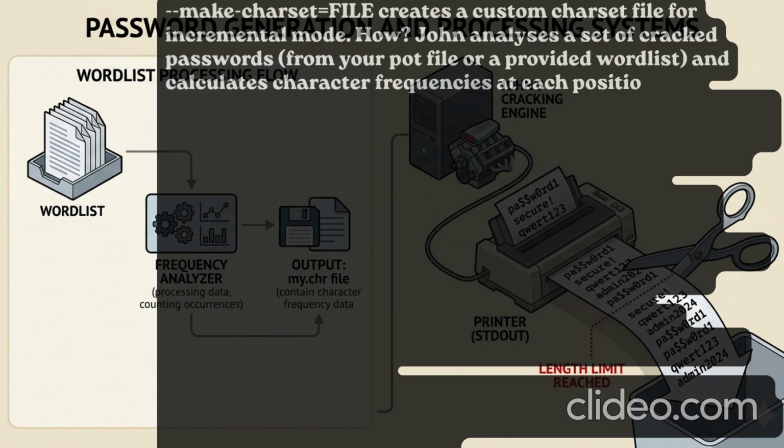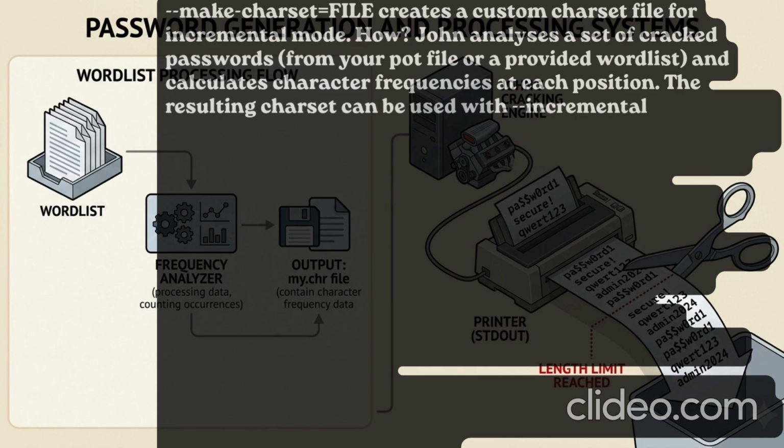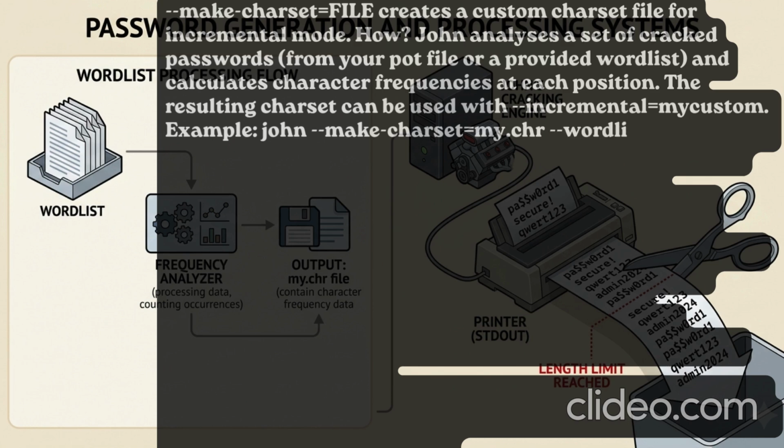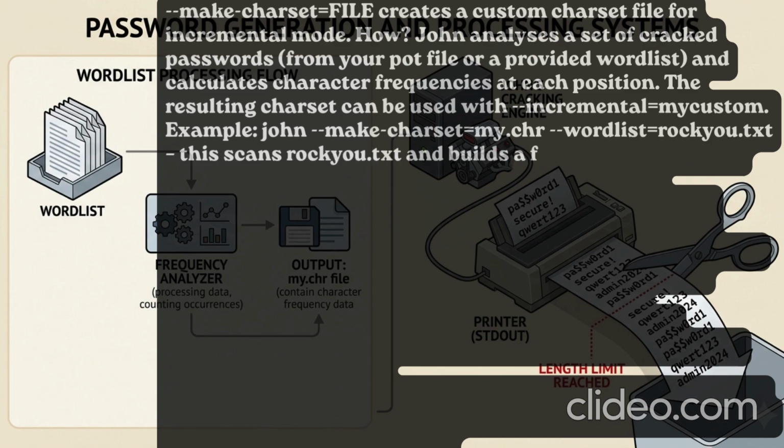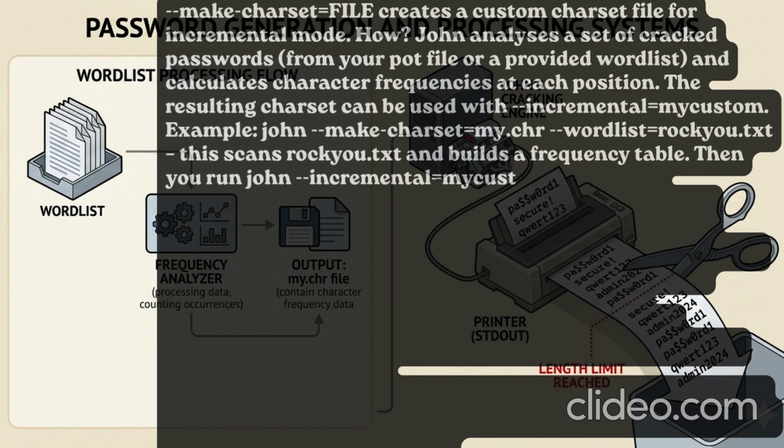Example: john --make-charset=my.chr --wordlist=rockyou.txt. This scans rockyou.txt and builds a frequency table. Then you run john --incremental=custom hash.txt. Now, --stdout=length is a diagnostic tool.